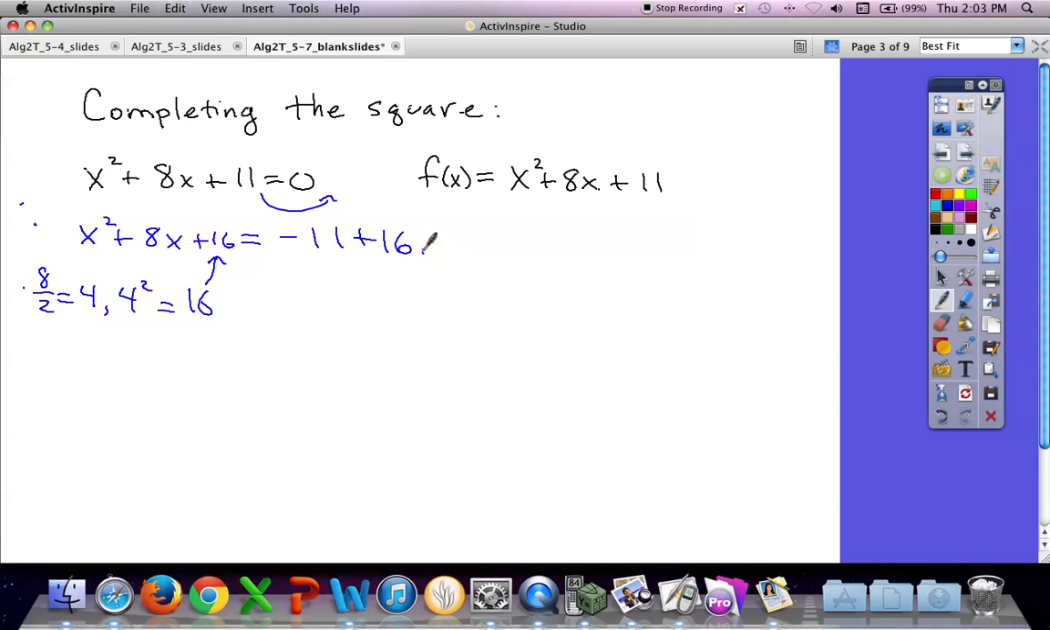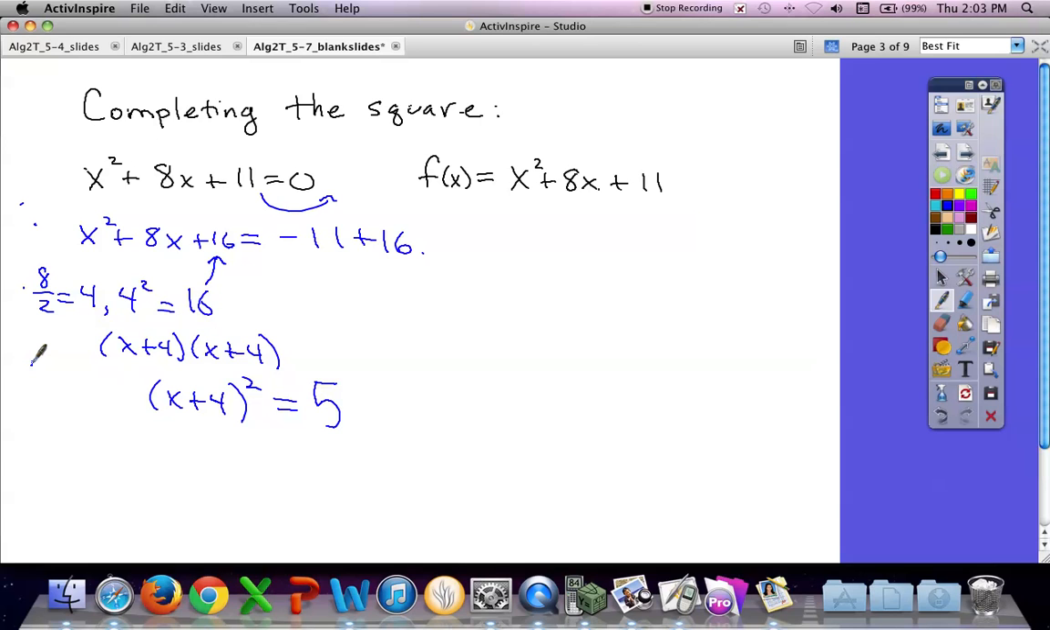Okay. Now, factor this expression on the left. It's a simple quadratic because a equals 1. What two numbers have a product of 16 and a sum of 8? 4 and 4, right? So that is x plus 4 times x plus 4, commonly known as x plus 4 squared. And then add these two, 5.